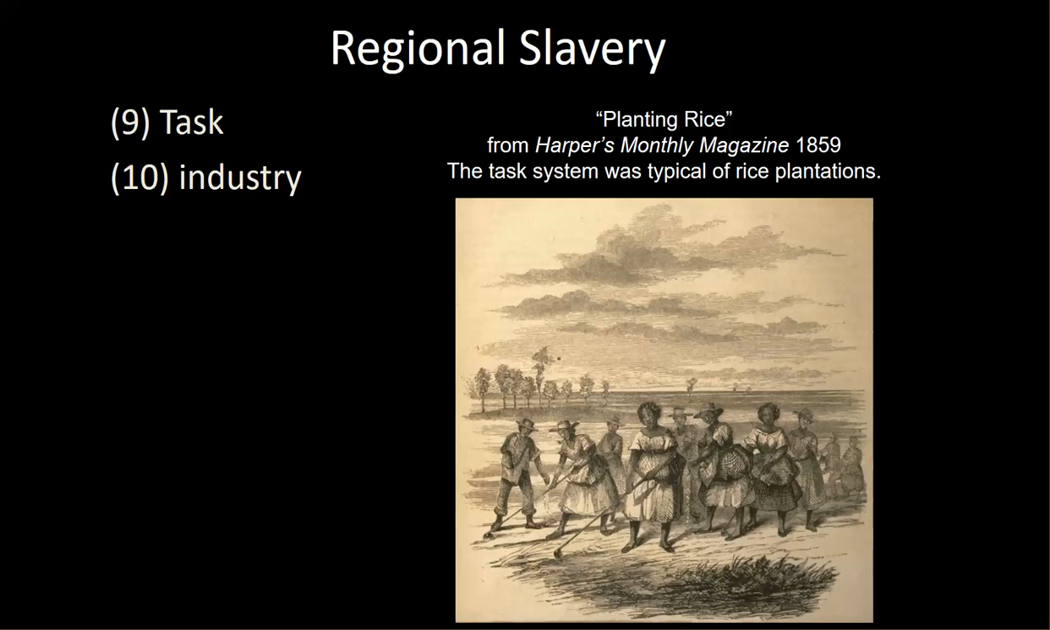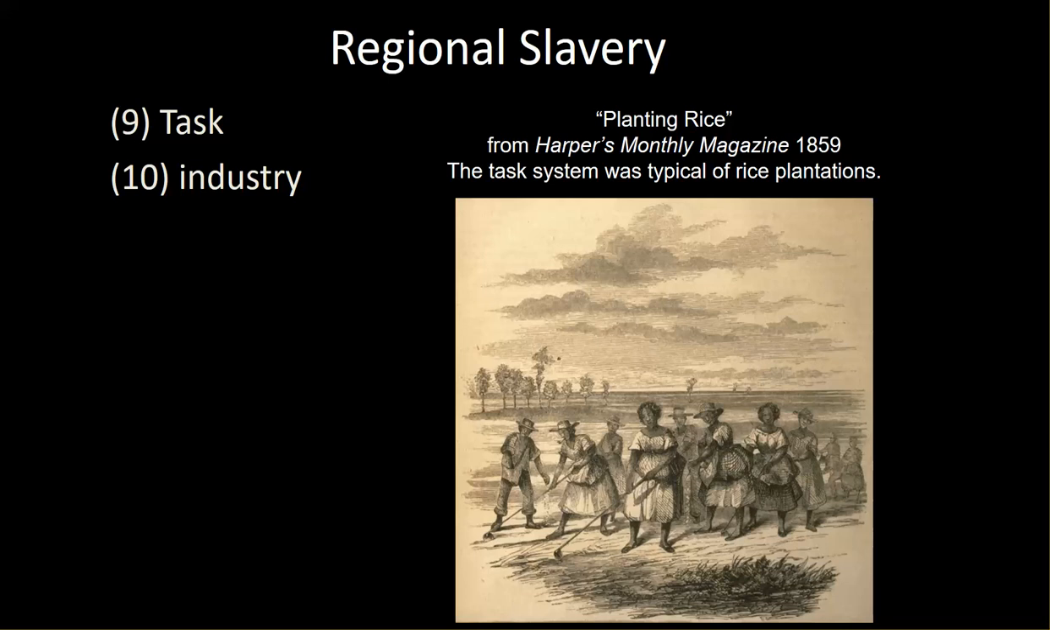So we talked about the Chesapeake. In the tobacco fields, field slaves would work in gangs under constant supervision. In the rice fields in Carolina and Georgia, that's not really possible. In South Carolina and Georgia, what you get instead is known as the task system.